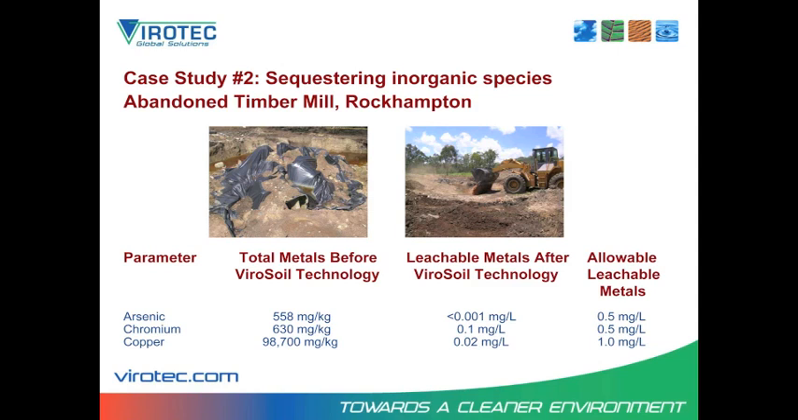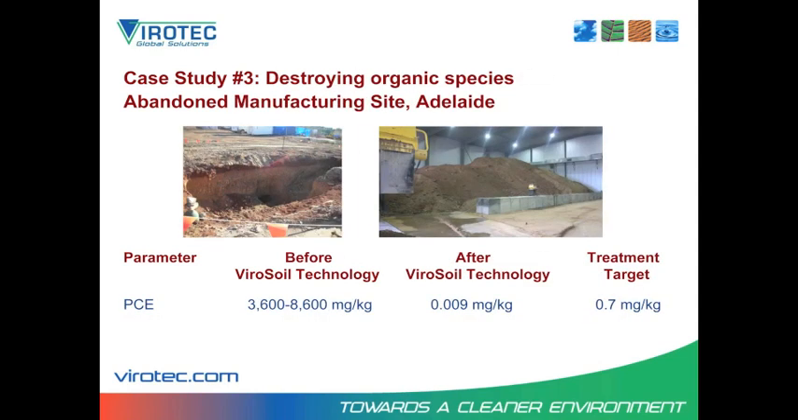So what you're seeing here is the total metals on the left-hand side being sequestered into the ViroBind reagent, and then the soil with the reagent and the metals bound to the reagent re-leached using TCLP, and then those results represented under leachable metals. So case study number 3, destroying organic species, this one at an abandoned manufacturing site in Adelaide. This was for PCE contamination. The levels were around about the 5,000 parts per million average, and the treatment target was pretty close to 0. And this is total PCE, not leachable PCE, and this is the result of 0.009 parts per million for total PCE after treatment.